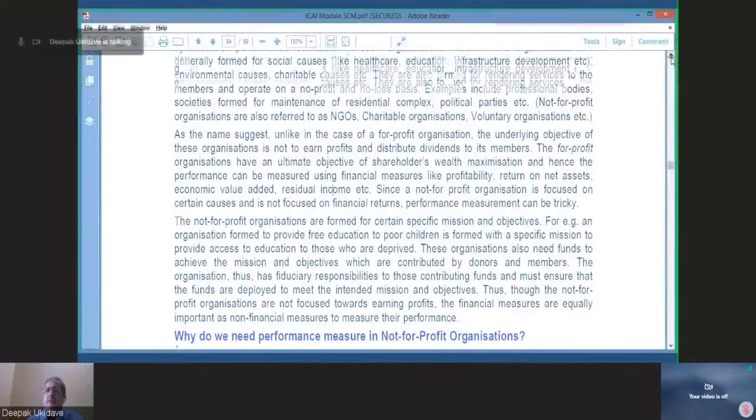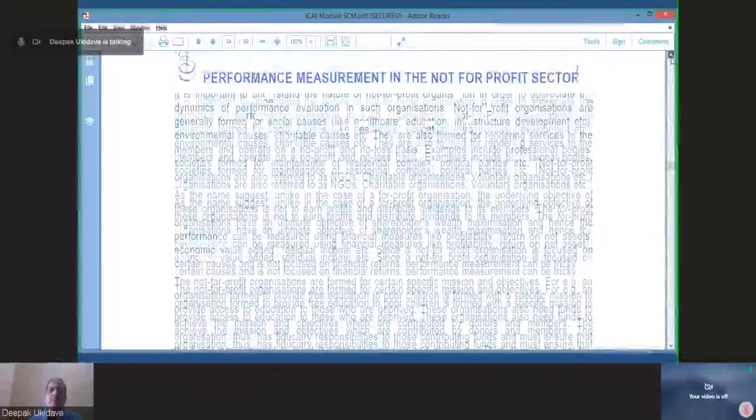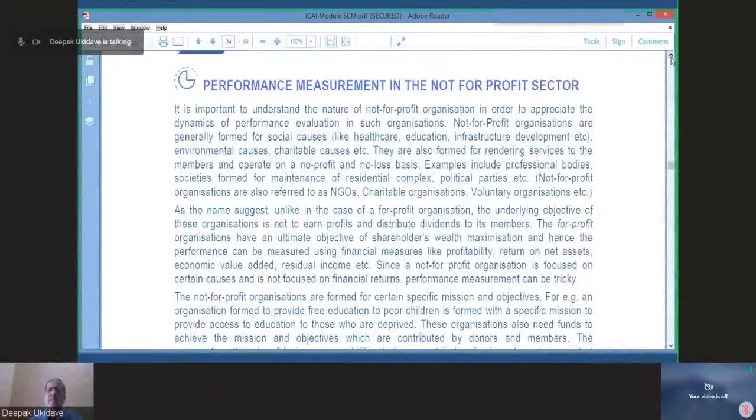What are the examples of non-profit organizations? This is the topic. It is in front of you. Performance measurement in not-for-profit sector. Not-for-profit sector, obviously, these are the causes which are philanthropic causes or social causes. Social causes for the benefit of the society, people at large. That means providing education, quality education to people, providing good healthcare services, infrastructure development for development of the economy, looking for the environmental causes.